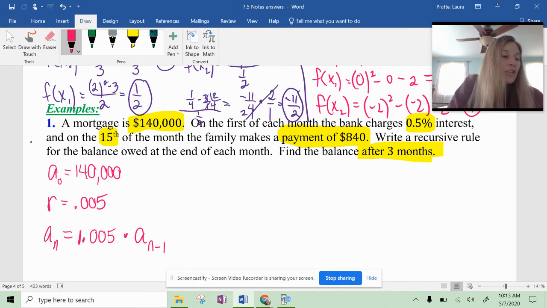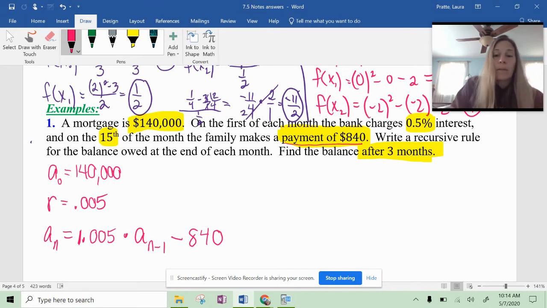Now, the only catch here is we are going to be making payments, right? Yes, we are going to be charged the interest, but we are also going to be making a payment, so we want to include that as well. We're going to be subtracting $840 from that total amount. So that's going to be factored in. Okay, so now this A sub 0 is the 140,000.